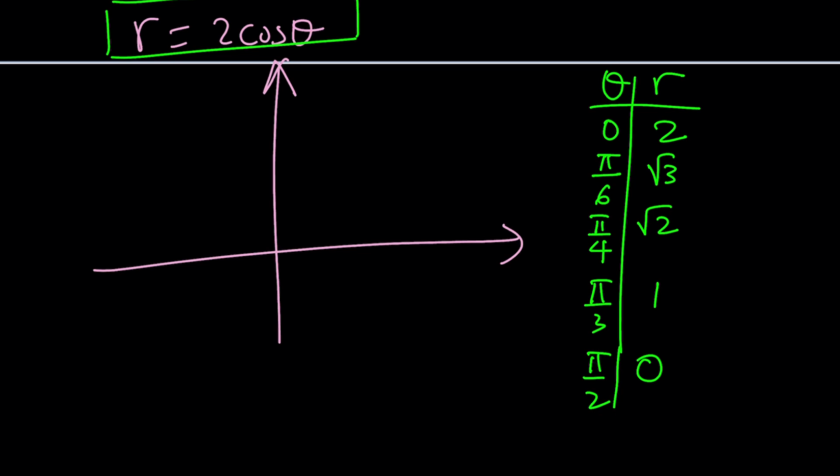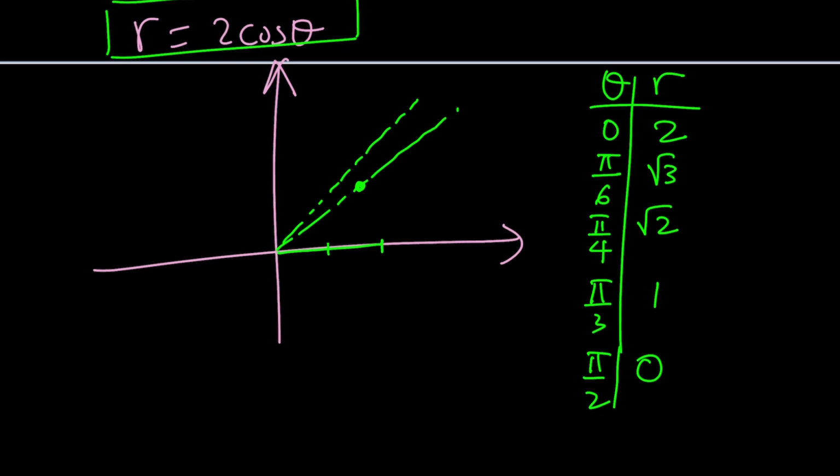When the angle is 0, you're basically here, and you pick 2 units. So let this be 2 units. When theta is pi over 6, this is like 45 degrees, and maybe this is going to be like 30 degrees. On the 30-degree ray, we're going to have root 3 units. So it's going to be less than 2, maybe 1.7-ish, something like this.